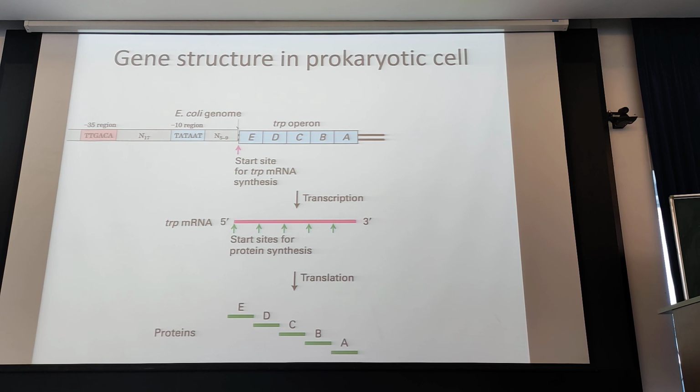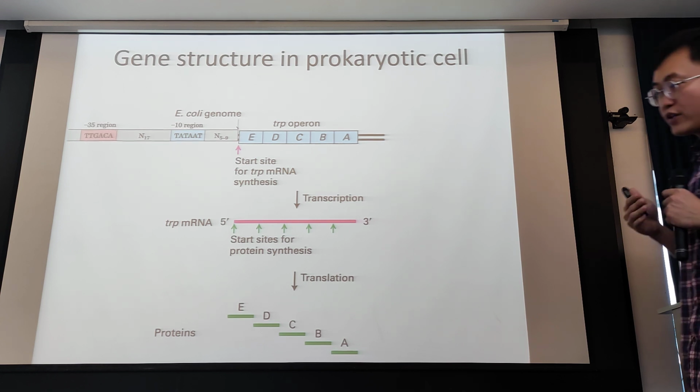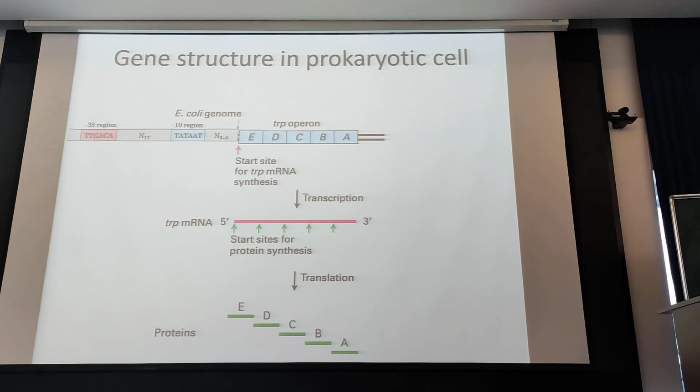So, in the prokaryotic cell, genes are organized as a specific structure called the operon. An operon is a combination of different genes. As we reminded in chapter 1, a gene is a fragment of DNA encoding for a protein or maintaining a specific function.